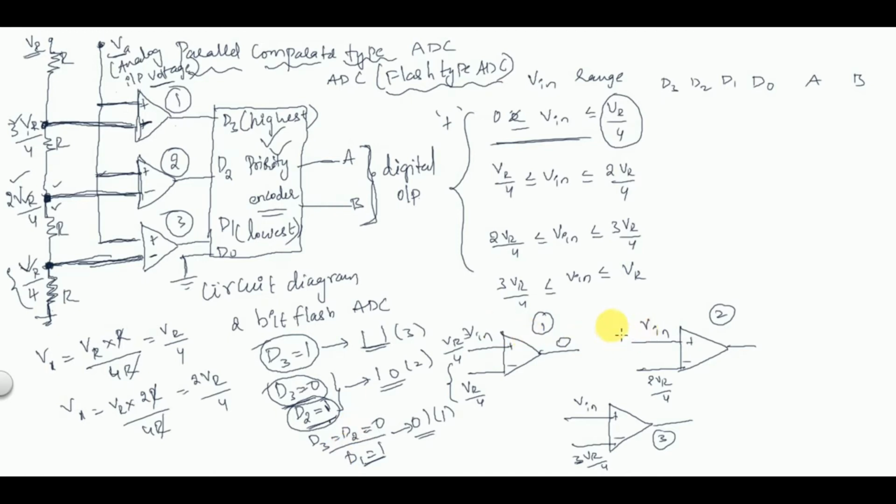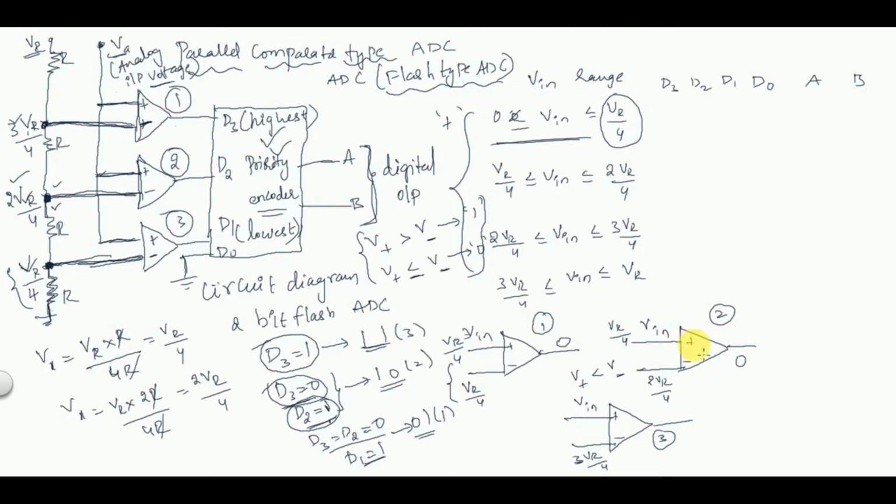So when the highest value of Vin is VR by 4, the voltage at the positive terminal, V plus, is less than or equal to V minus, and the output is 0. If the voltage at the positive terminal is greater than the voltage at the negative terminal, the output of the comparator is 1. If the voltage at the positive terminal is less than or equal to it, in both cases the output is going to be 0. So this is the operation of a comparator.